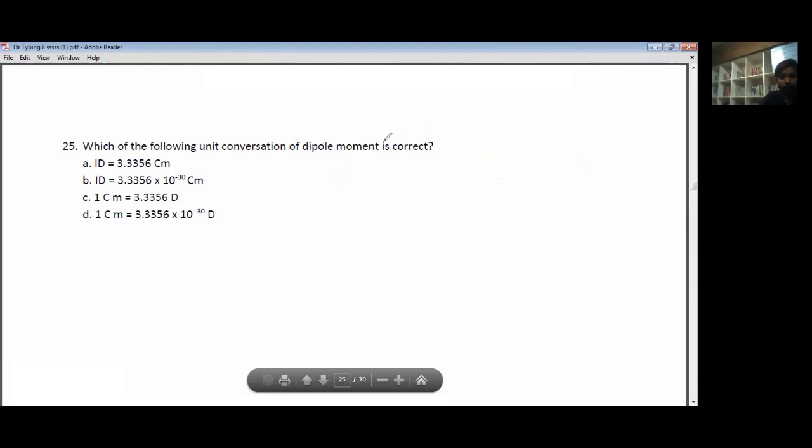Which of the following unit conversions of dipole moment is correct? 1 Debye is equal to 3.335 into 10 raised to minus 30 coulomb meter. B is correct. That's a direct question, we already know that. Next question.